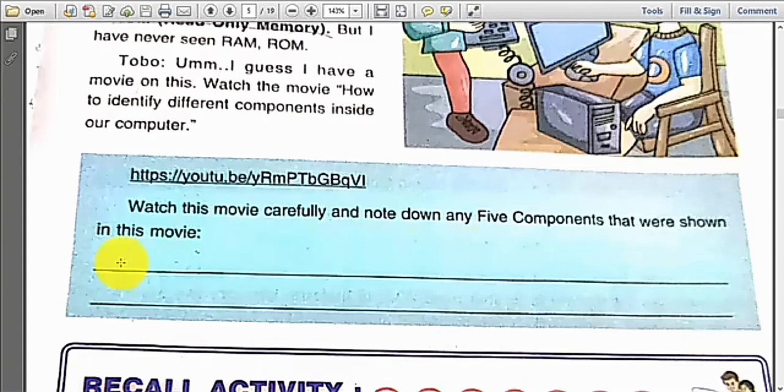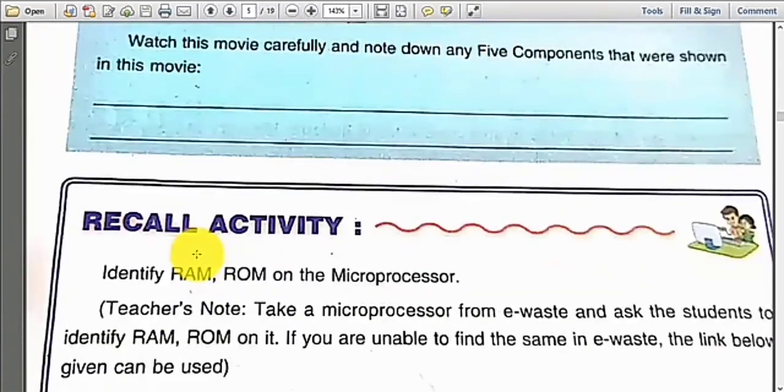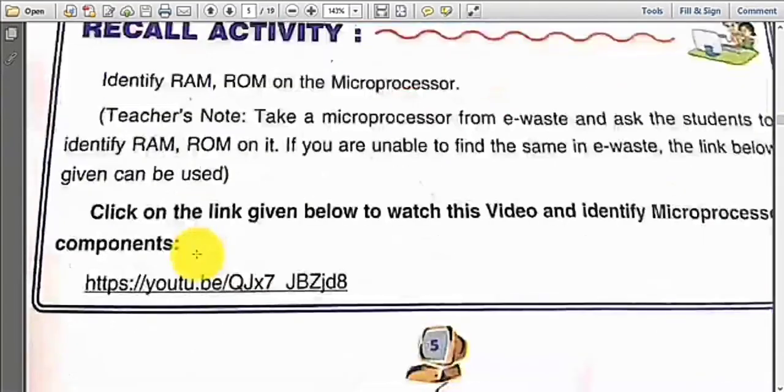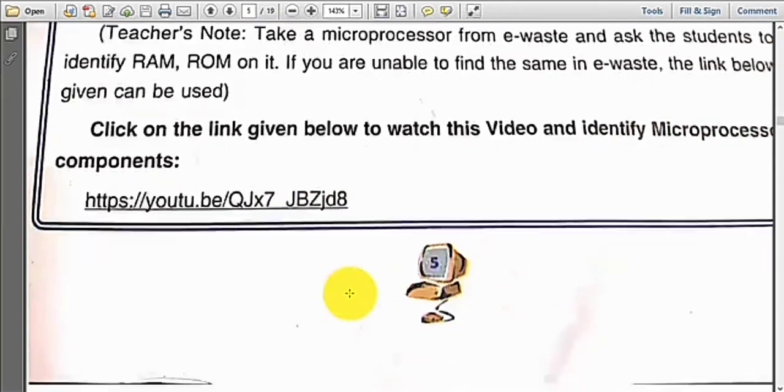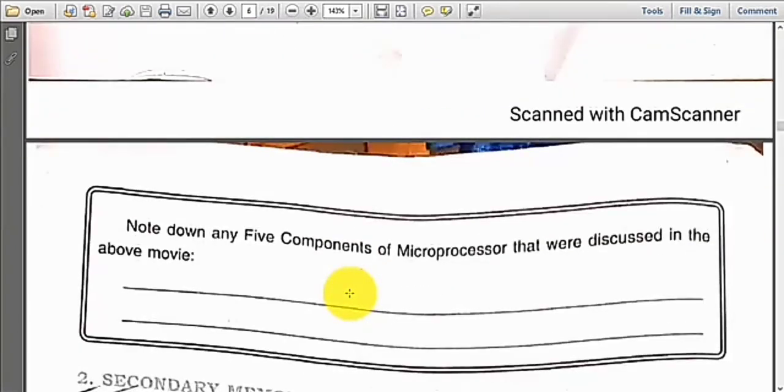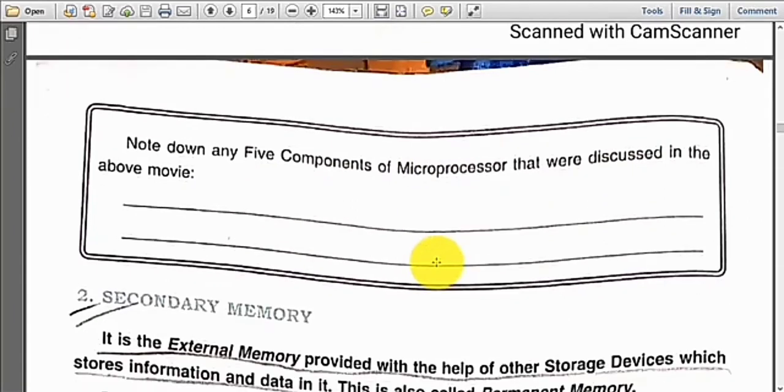Further, you can go through this video link also. You can watch it, and you can complete your homework, that is, note down any 5 components of the microprocessor that were discussed in the movie. In the next class, we will understand what secondary memory is.